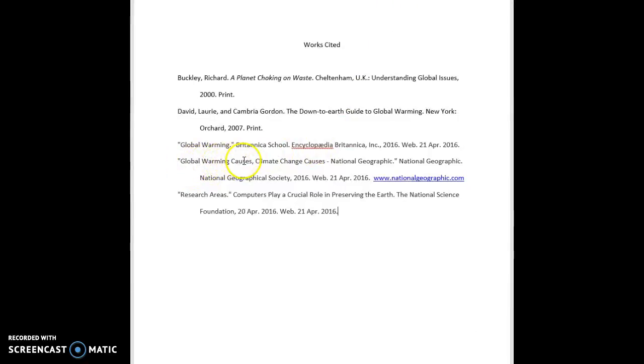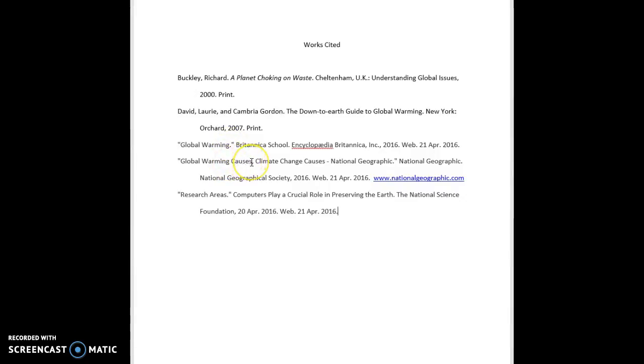Global warming causes, climate change causes, National Geographic. Well, that's a big, long title. And because it's so long, I've cut it down to just long enough so that the reader can find the source on the Works Cited page. You can cut it off, use your best judgment. If I would have cut it off to here, I would have confused the reader, right? Because then there'd be two global warming articles.